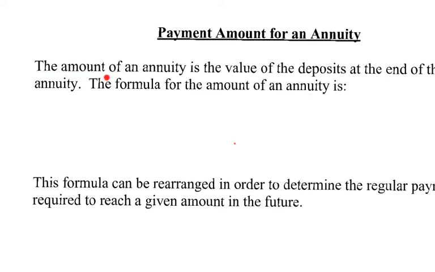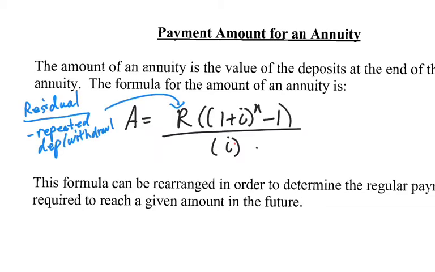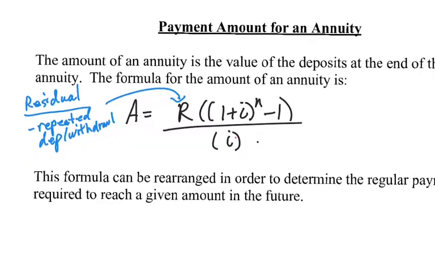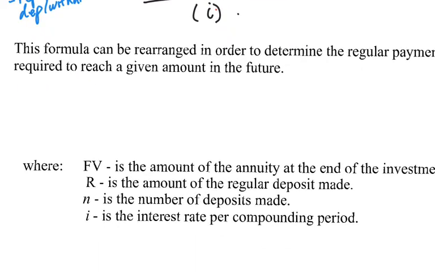Today we're talking about the amount of annuity. That's the value of the deposits at the end of an annuity. That's the formula. We looked at it a couple days ago, and we said A was equal to R, 1 plus i to the n, where R was the repeated deposit or withdrawal, and i and n were the same as everything we studied before.